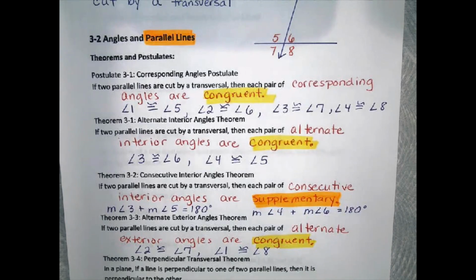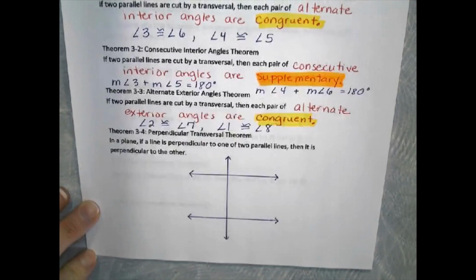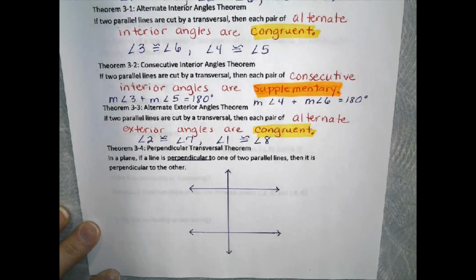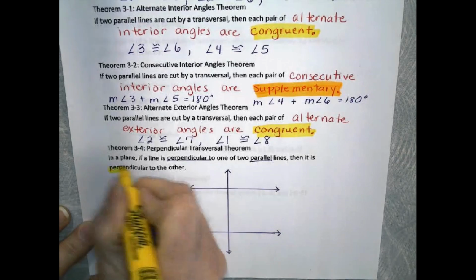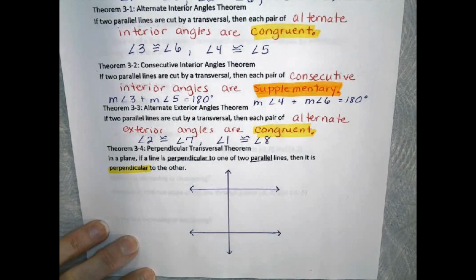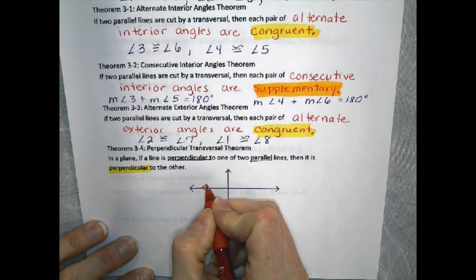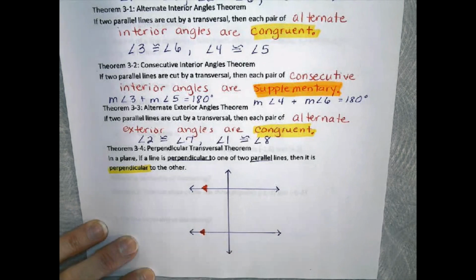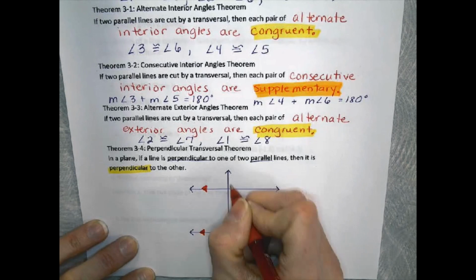The last theorem in this section says, in a plane, if a line is perpendicular to one of two parallel lines, then it is perpendicular to the other. So in this particular situation, I start with two lines that are parallel. So as you may recall, the symbol to show that two lines are parallel is like a little arrowhead on each of the two lines. According to this theorem, if this line, the transversal, is perpendicular to one of the two parallel lines, it is also perpendicular to the other.